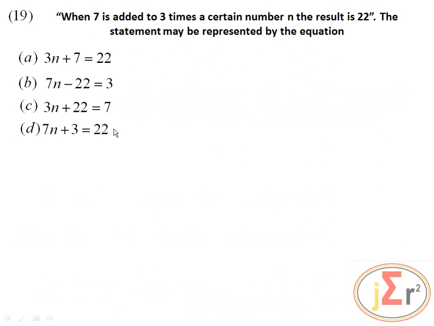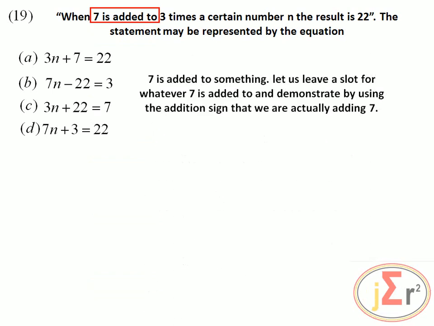When 7 is added to 3 times a certain number n, the result is 22. The statement may be represented by the equation. Let us write that equation. 7 is added to something. Let us leave a slot for whatever 7 is added to and demonstrate by using the addition sign that we are actually adding 7 there. So 7 is added to something. The slot remains.